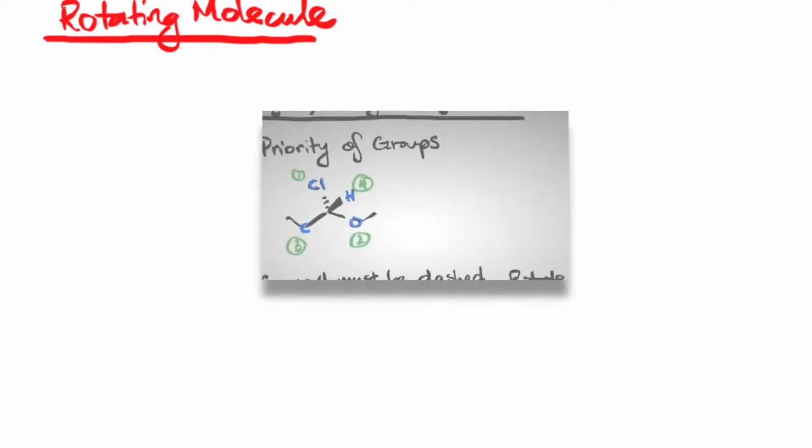All right, the next point we want to take a look at in detail is the second step, where sometimes we do not have the lowest ranking group in the dash position going away from us. So therefore, we have to rotate the molecule. The first time we did this, I kind of did it mentally, where we flipped the molecule so that the fourth group is in the dash position.